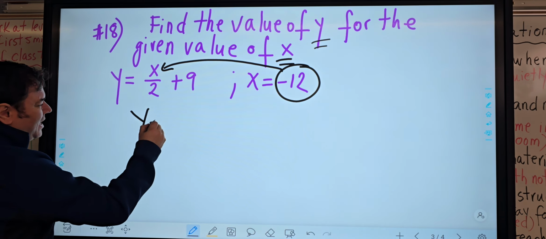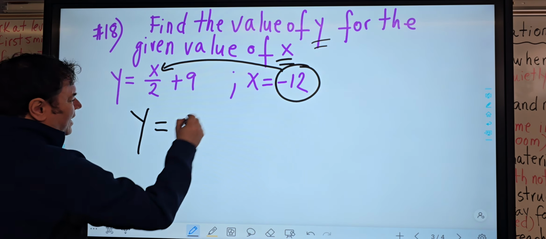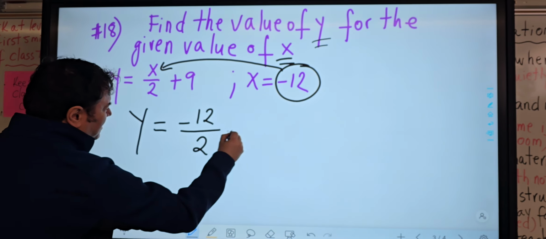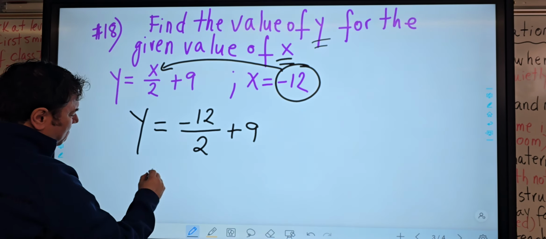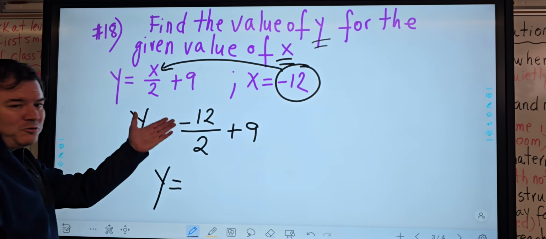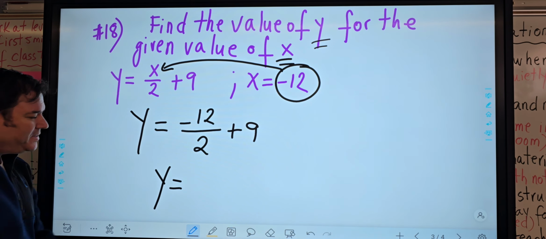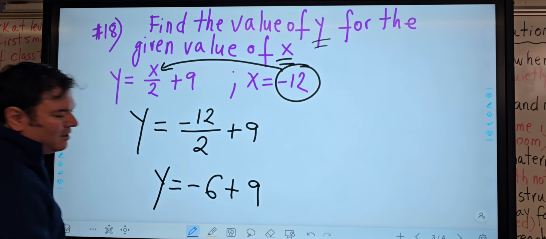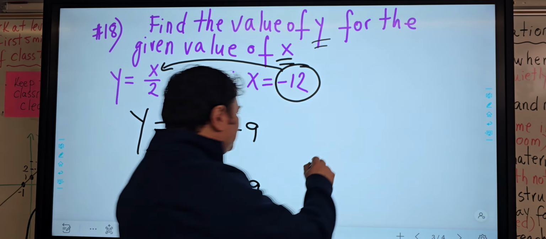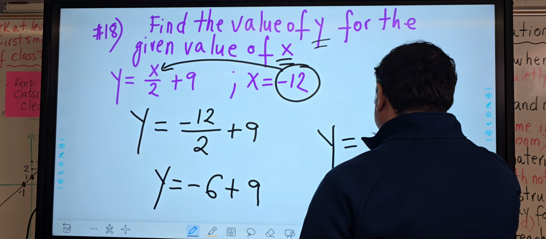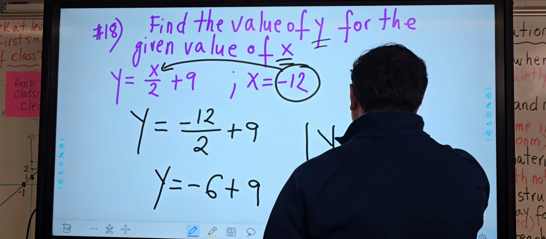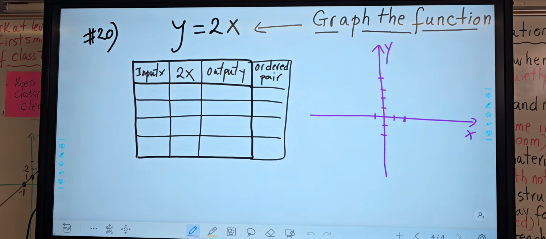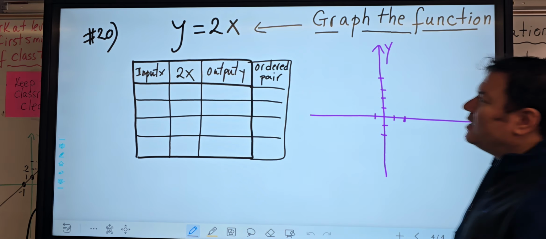So we have y equals, instead of x, we put negative 12, divided by 2, plus 9. And negative 12 divided by 2 becomes negative 6. And negative 6 plus 9 becomes positive 3. So y equals 3, final answer. Let's continue to our last problem for today.